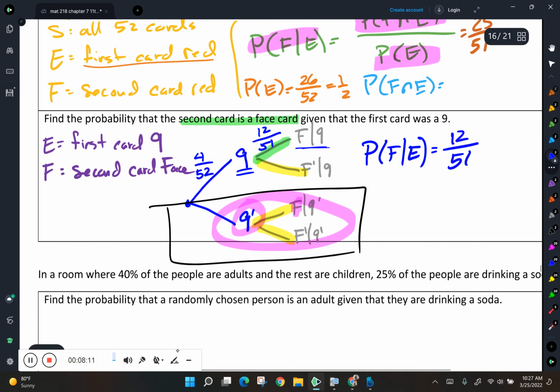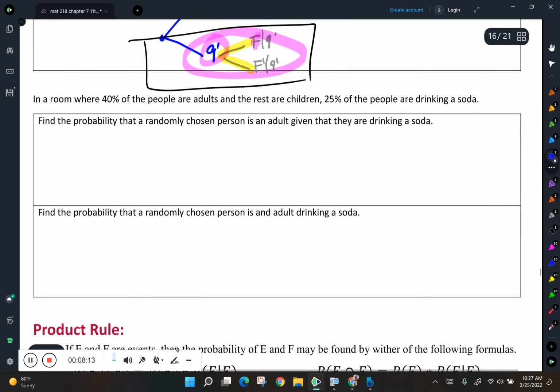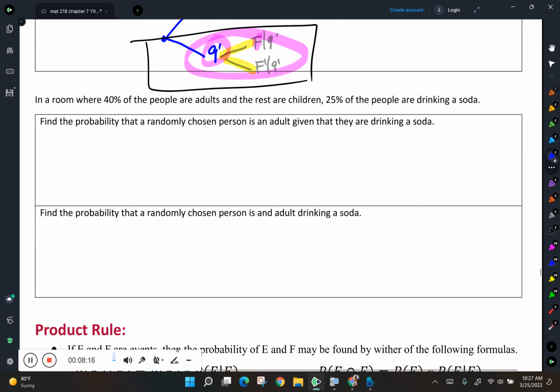All right, more examples. In a room where 40% of the people are adults and the rest are children, 25% of the people are drinking a soda. Find the probability that a randomly chosen person is an adult given that they are drinking soda. So I'm supposed to find the probability of adult given soda.